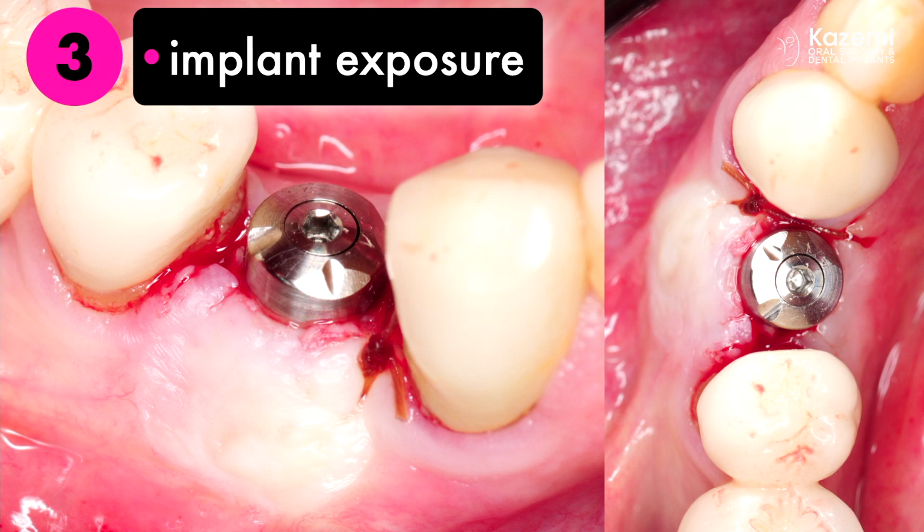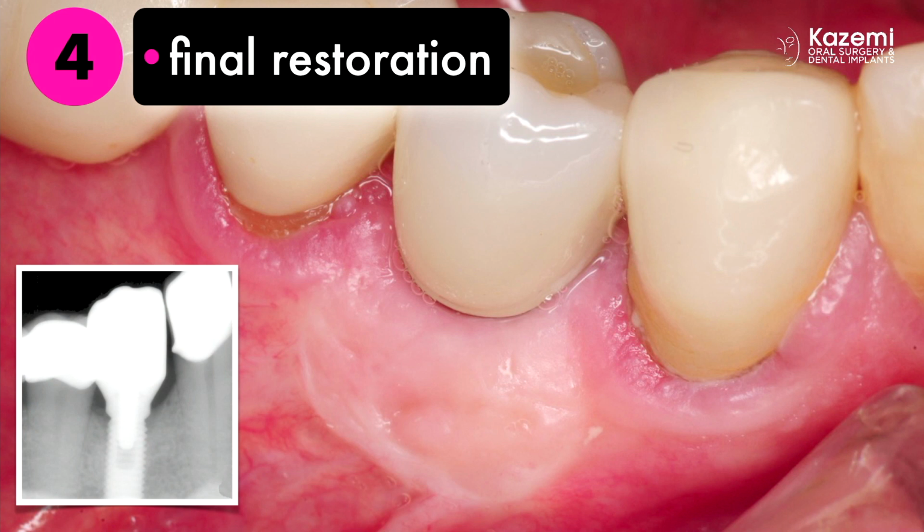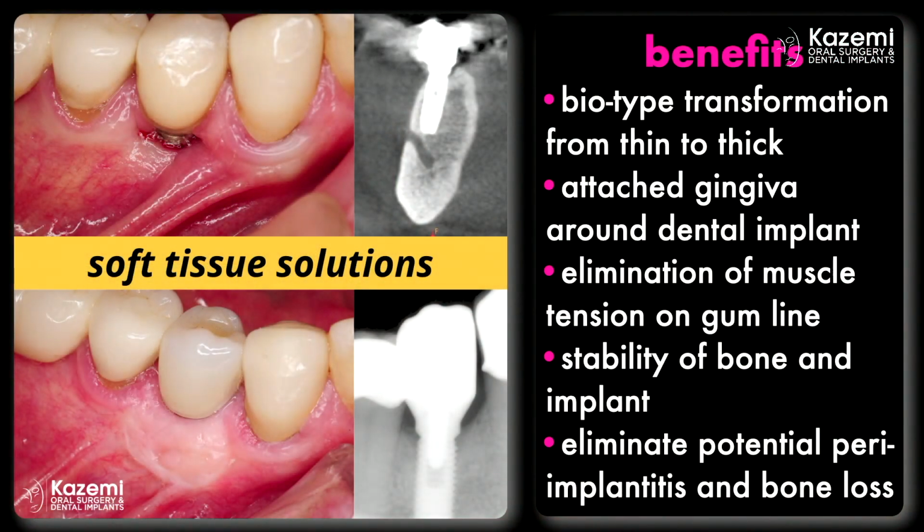Next, we expose the implant and place a temporary healing abutment. And this is done in a way to make sure that we have a thick and attached gum tissue on both sides of the implant. And finally, after about 8 weeks of healing, a new restoration with a customized abutment is delivered. And here's the before and after showing the remarkable outcome in this patient.